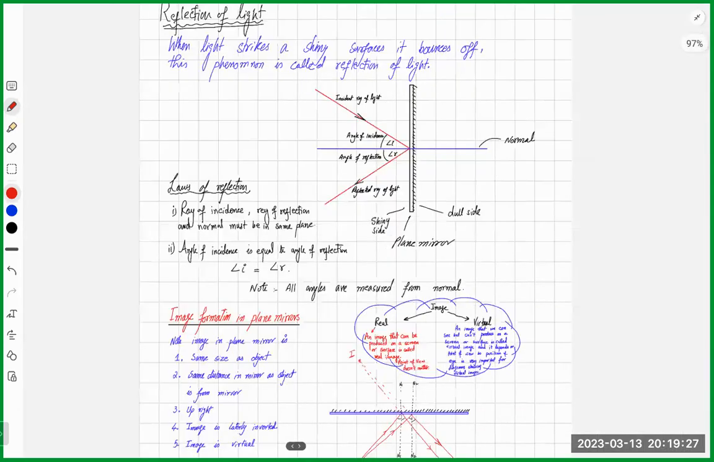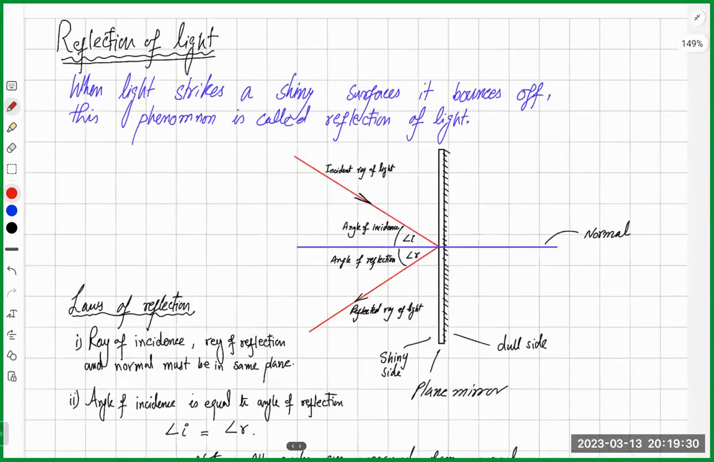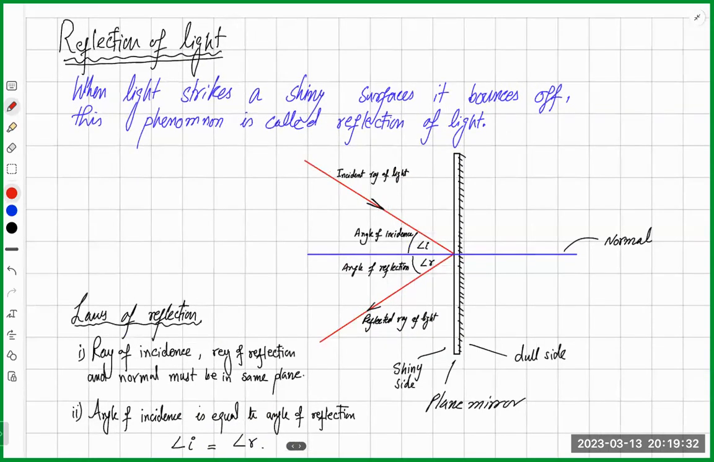Now, reflection of light. When light hits a shiny surface, that light cannot penetrate, cannot get absorbed, cannot pass through, the light has to bounce back. This phenomenon is called reflection of light. The same kind of thing was studied when we were studying reflection of waves. It is exactly the same thing. In this case, the wave is light. All the properties are the same, all the phenomena are the same, all the laws are the same.